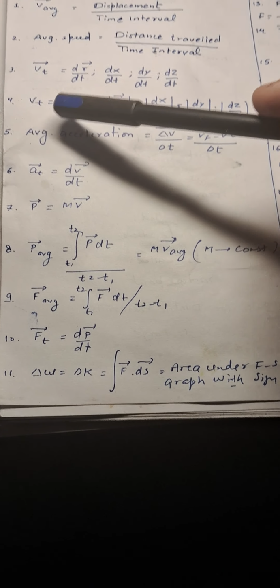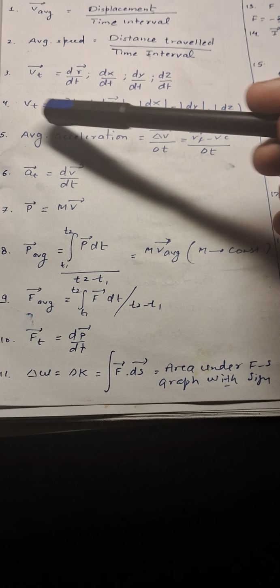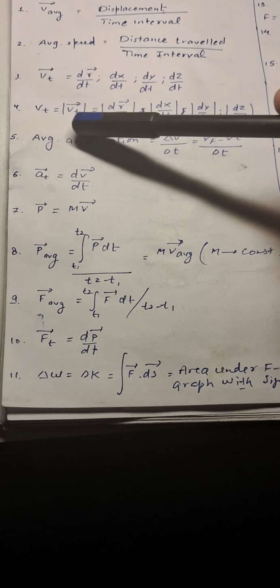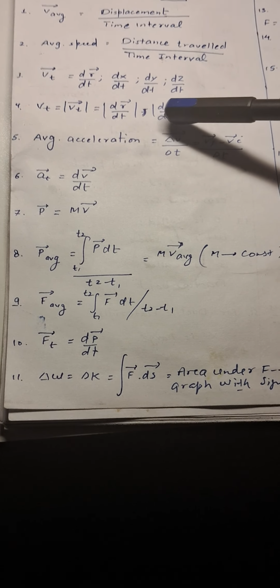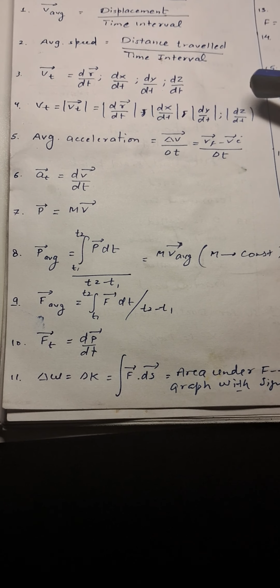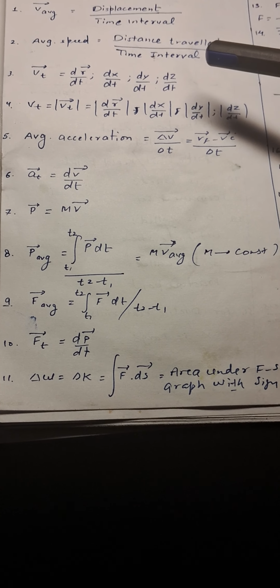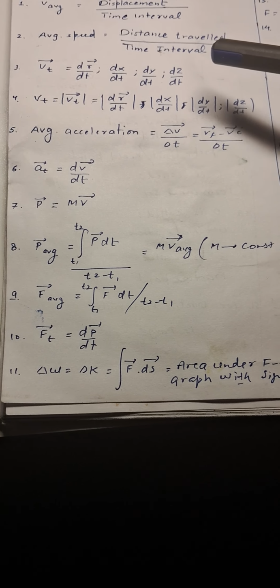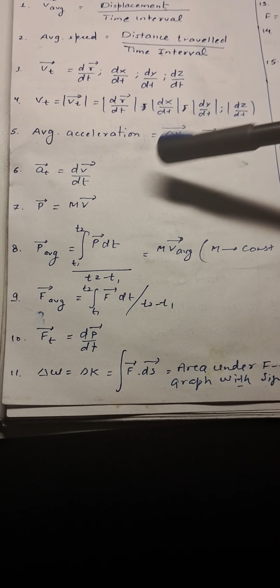Now the next thing is the magnitude of instantaneous velocity, or the instantaneous speed. Instantaneous speed is given by v, which is also the magnitude of instantaneous velocity, which is mod of dr by dt, which can be equal to mod of dx by dt, mod of dy by dt, mod of dz by dt. So instantaneous speed, the magnitude of the instantaneous velocity, is always positive if the particle is moving, and this is how we can calculate it.